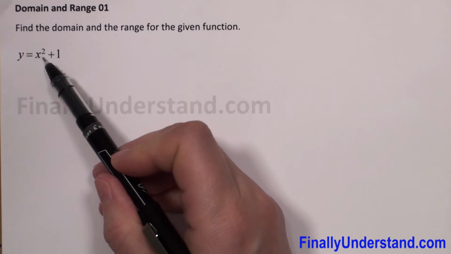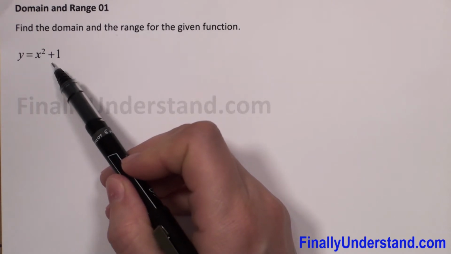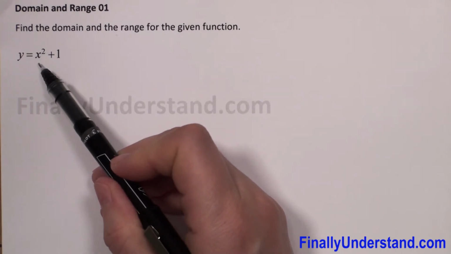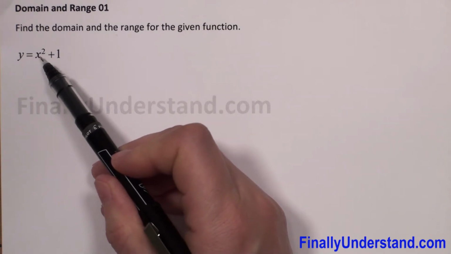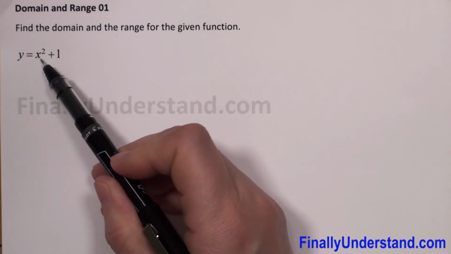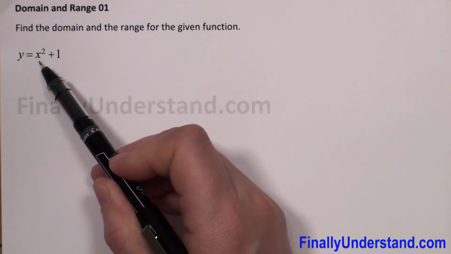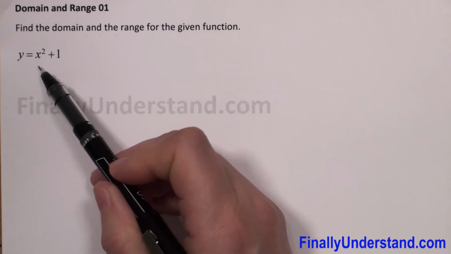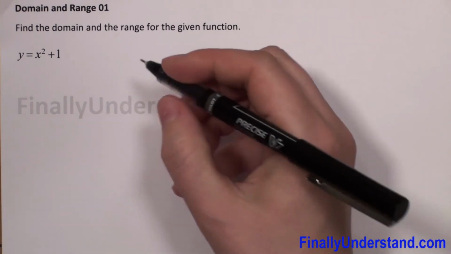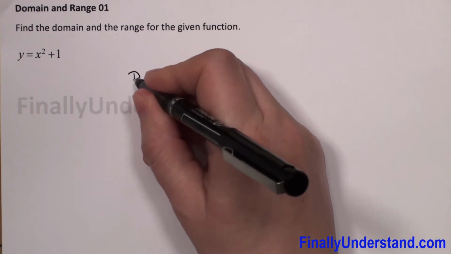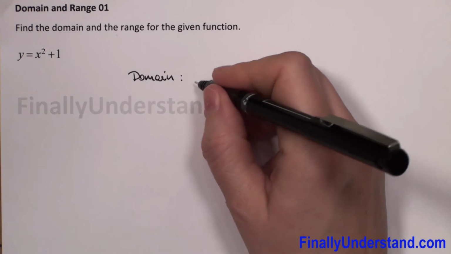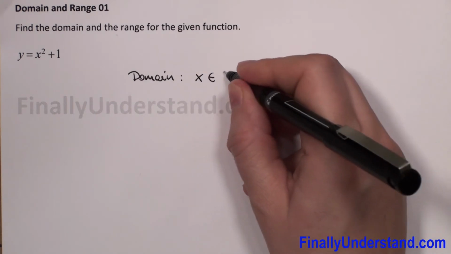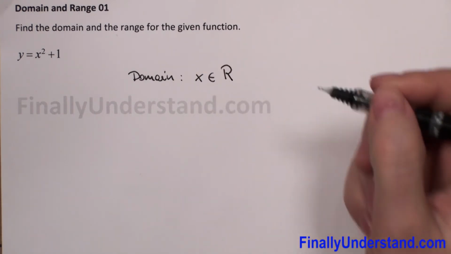We have the power and we have addition. We know that we can add every real number and we can take to the second power every real number. It means for x we can put every real number. So the domain for this function is all real numbers. Let me write it. X is all real numbers.